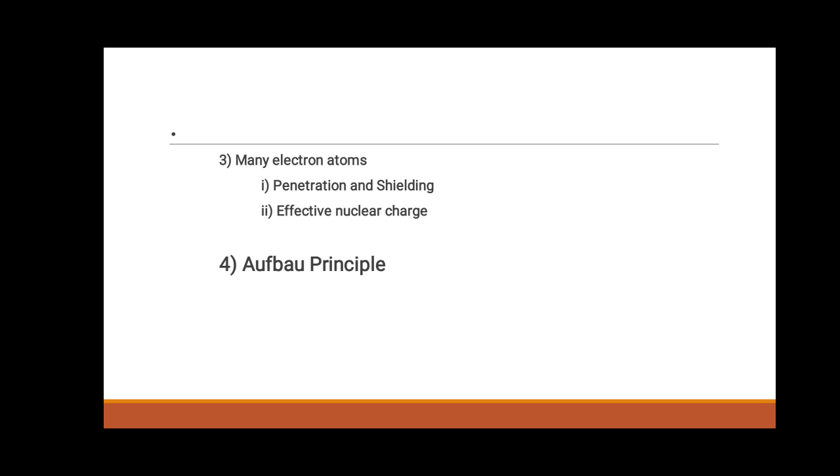Next, many-electron atoms, that is, what penetration and shielding mean, what effective nuclear charge means, and the fourth one, the Aufbau principle. The Aufbau principle is an important principle, or the building up principle is a procedure that leads to the possible ground state configuration. It also provides a theoretical framework to understand the structure of the periodic table. Got it? The Aufbau principle we are going to learn in the next lecture.